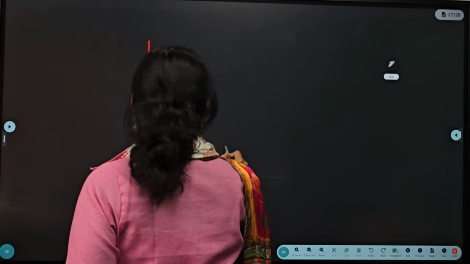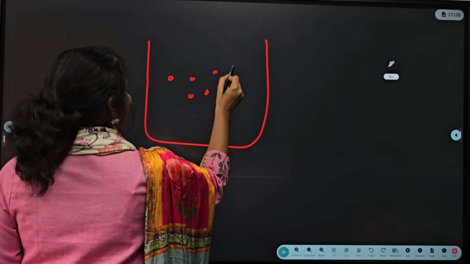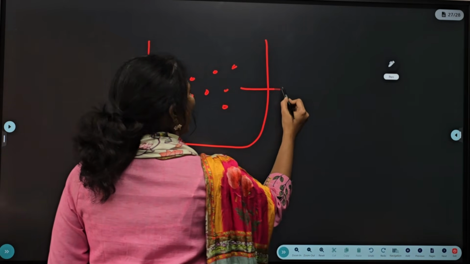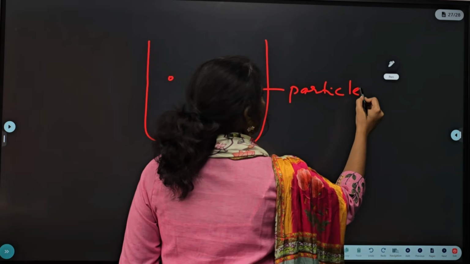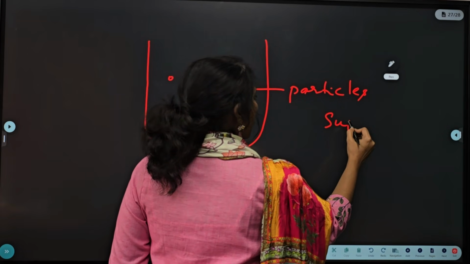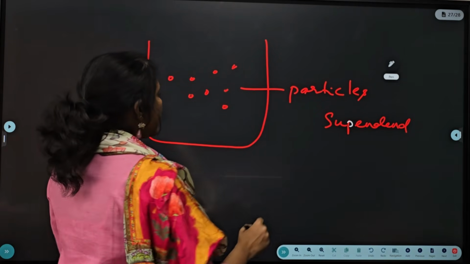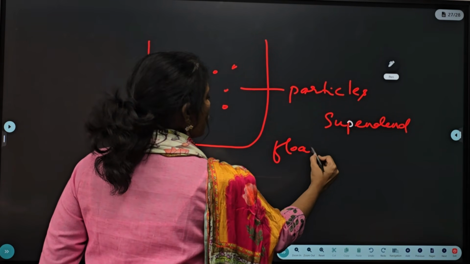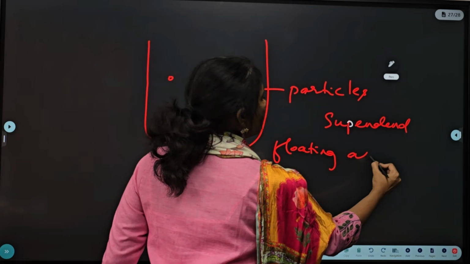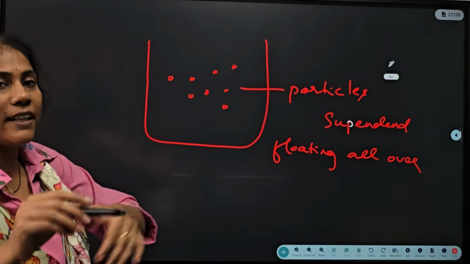Okay, a very interesting phenomenon. Suppose you have colloidal particles suspended all over. What do you mean by particles suspended? Do you know the meaning of particles suspended through the solution? Suspended means they are floating all over the solution. They are not settling at one place. They are not staying at one place.